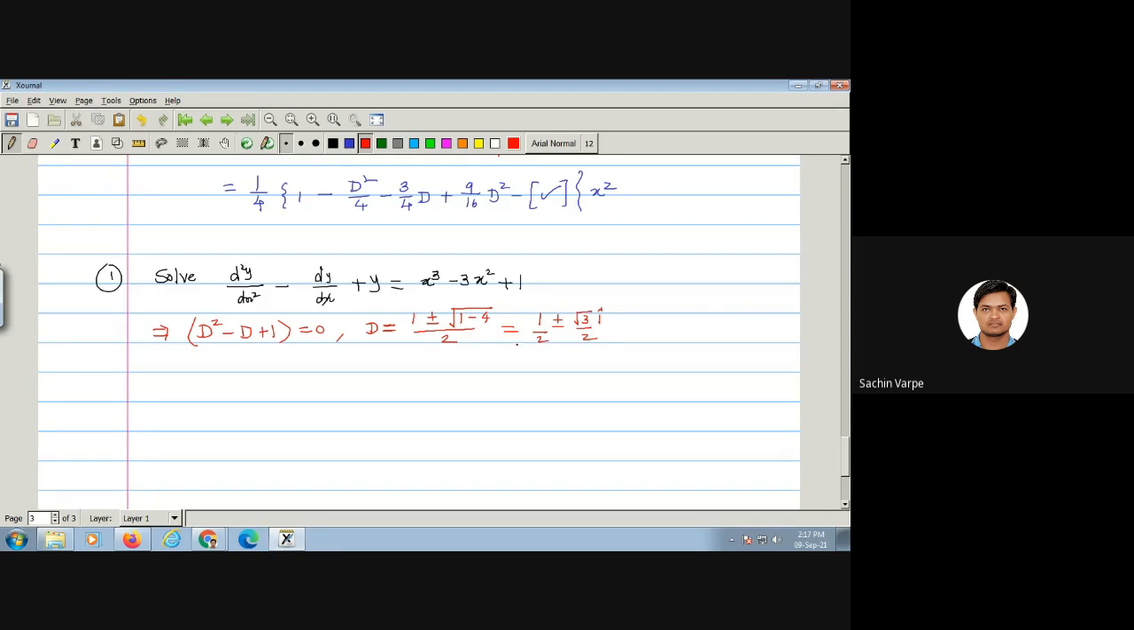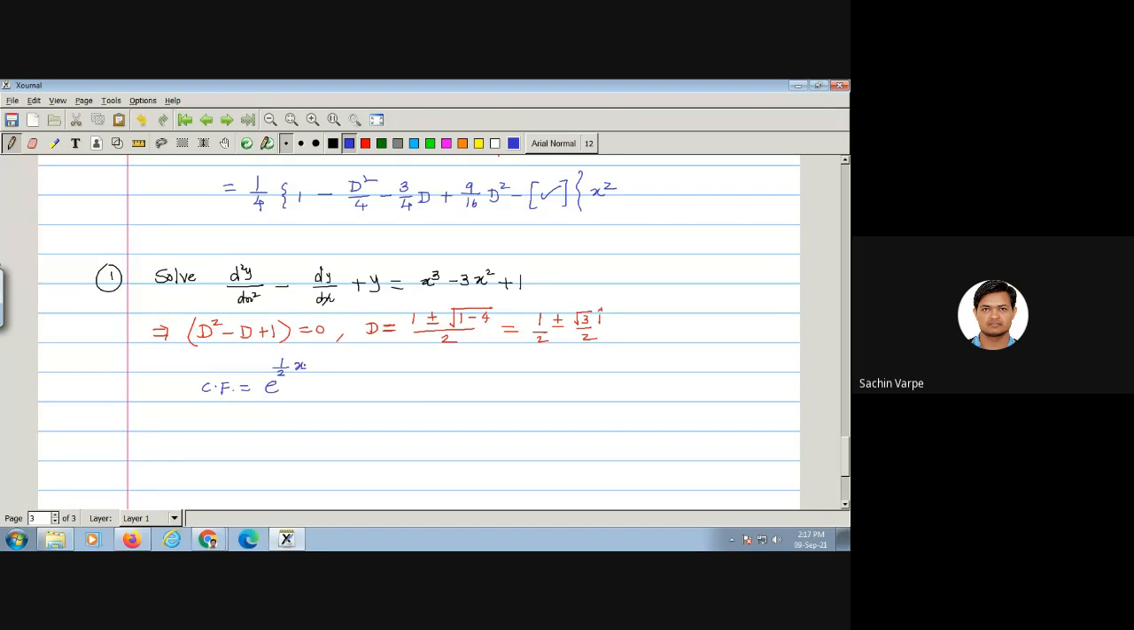The roots are complex. And we all know that the complementary function formula for complex roots is e to the power alpha. What is alpha here? 1 by 2. So alpha times the independent variable. What is the independent variable here?